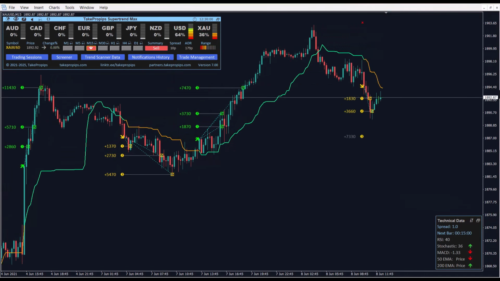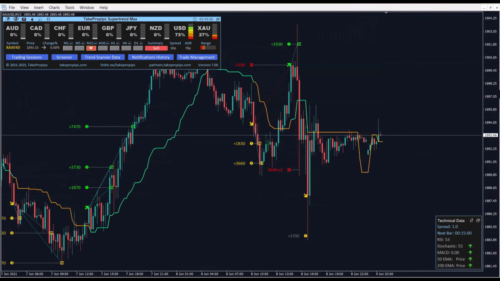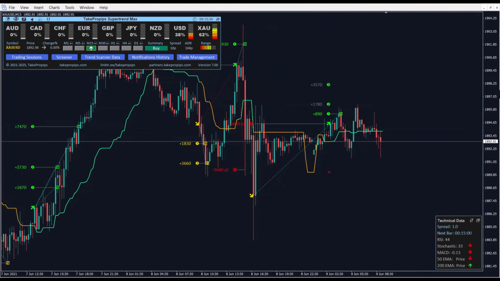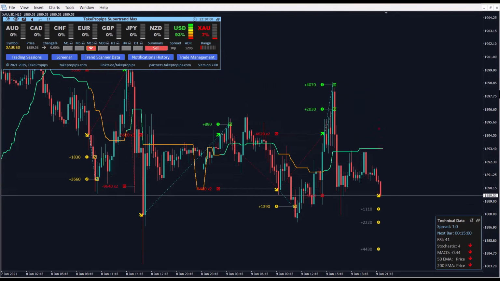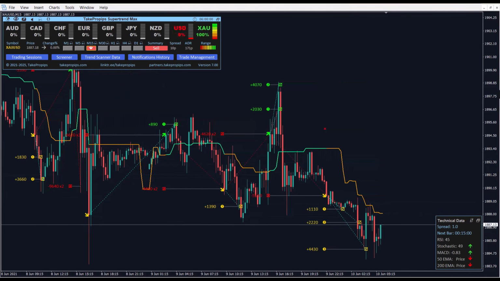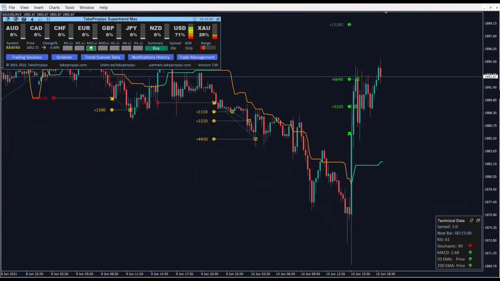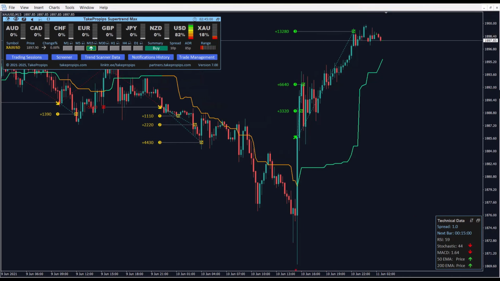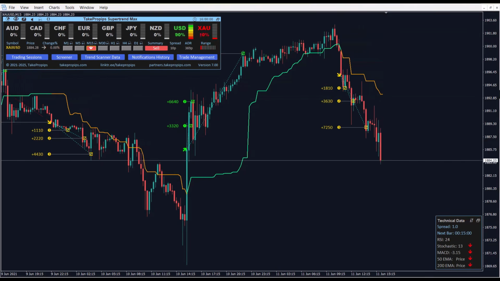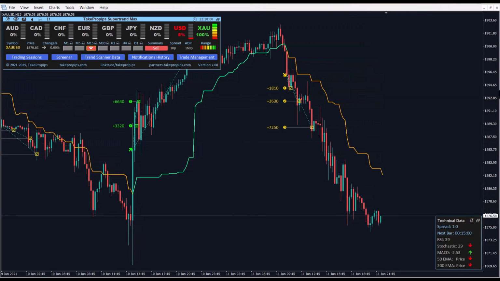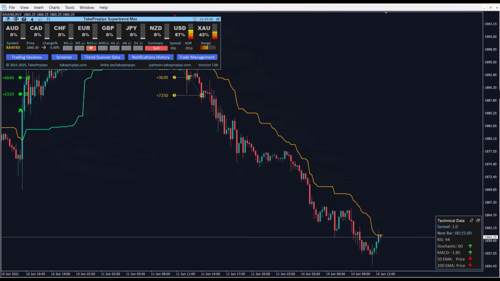Next up is the Relative Strength Index, or RSI. This indicator helps you identify overbought and oversold conditions. When RSI goes above 70, the market may be overbought. Below 30, it may be oversold. For beginners, this is useful because it gives you a clear visual cue that price might be due for a pullback or reversal. Just remember, overbought doesn't always mean sell immediately, especially in strong trends. Context matters.